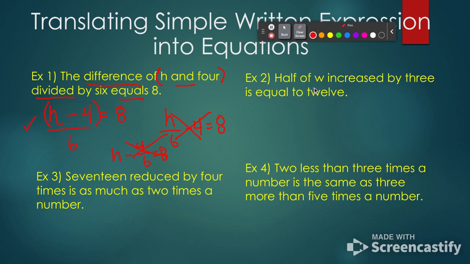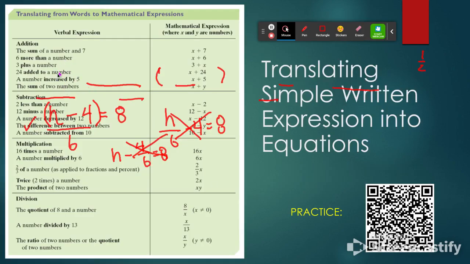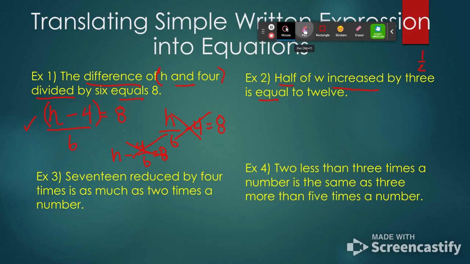Example 2. Half of W increased by 3 is equal to 12. So half of W, I definitely think I'm going to use a half. I've got the word increased, and then equal. We know that's going to be pretty straightforward. So let's see what increased is. Oh, there it is, under addition. So increased by, what about half? Well, here's 2/3. Is that like half? A lot of you might already know that to take half of something means you're going to multiply it. So when we go back to our problem, we're going to have half of W plus 3 equals 12. So half of something plus 3.